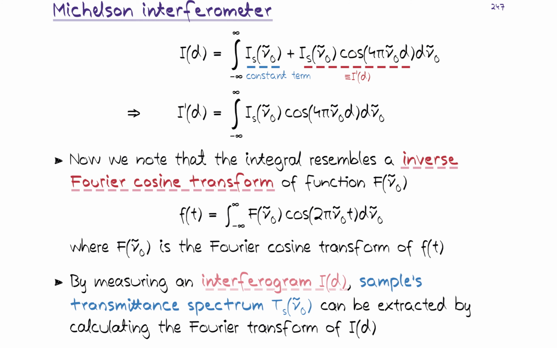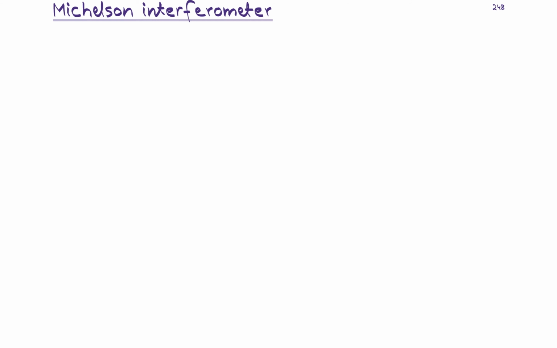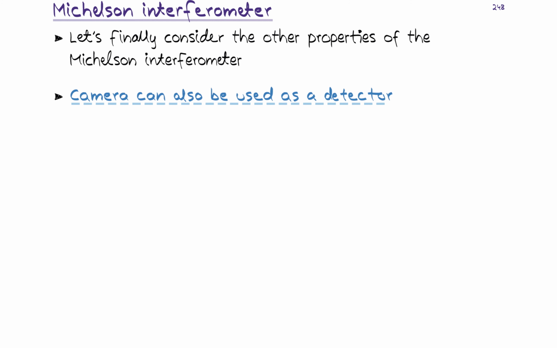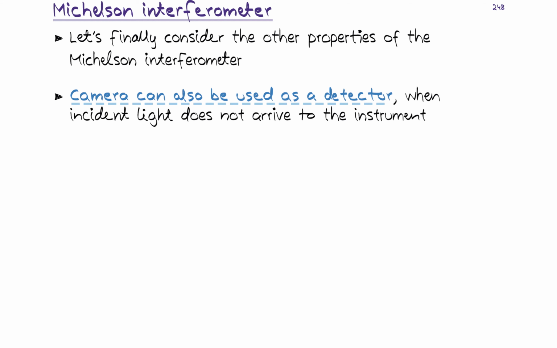And now let's finally go through a little bit of further physics regarding the actual Michelson interferometer, and let's consider further the properties that are associated with this kind of instrumentation. So how we can generalize things is that we can also use a camera as our detector. And in this case, we are not just measuring one ray of light, but rather we can measure the distribution of light. And this just means that we can measure light that doesn't arrive into the interferometer along the optical axis.